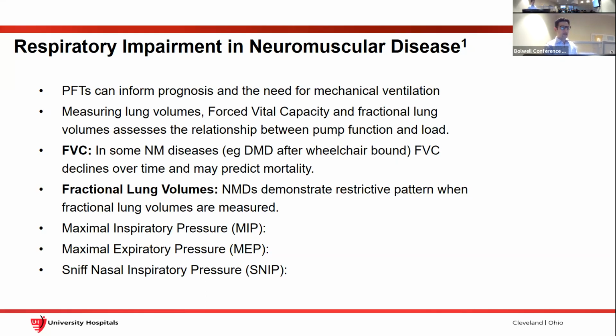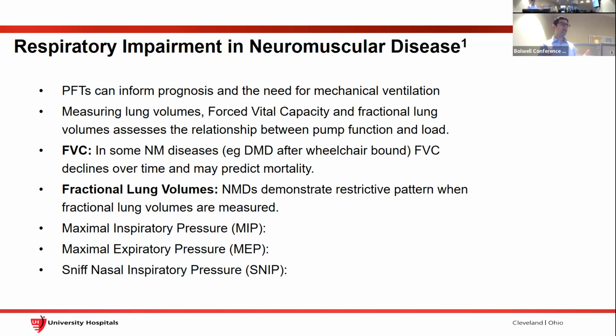And so in some neuromuscular diseases, there's a predictable pattern. Like Duchenne's muscular dystrophy, once they start in the non-ambulatory phase, their forced vital capacity, that is how much you measure after you take a full inspiration, and then you blow out all your air down to where you can't blow out anymore, right? That amount of volume of air that you're able to blow out declines over time in a predictable manner in Duchenne's, for instance. There are also fractional lung volumes, which we'll look at a little bit more on the next page.